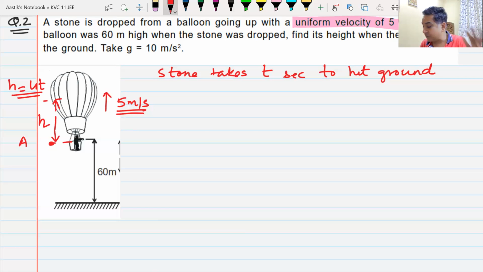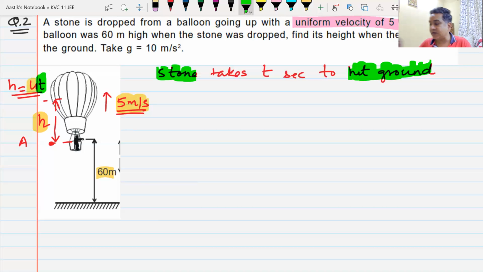So what is the height of the balloon from the ground? 60 meters, it is already up. If I find out this h, 60 plus h would be the total height of the balloon from the ground. To get that height, I must know the value of u. u is already given. So the only question here is to find the value of t, the time when the stone hits the ground. So that is the only thing that we need to find out. How am I going to find it out?